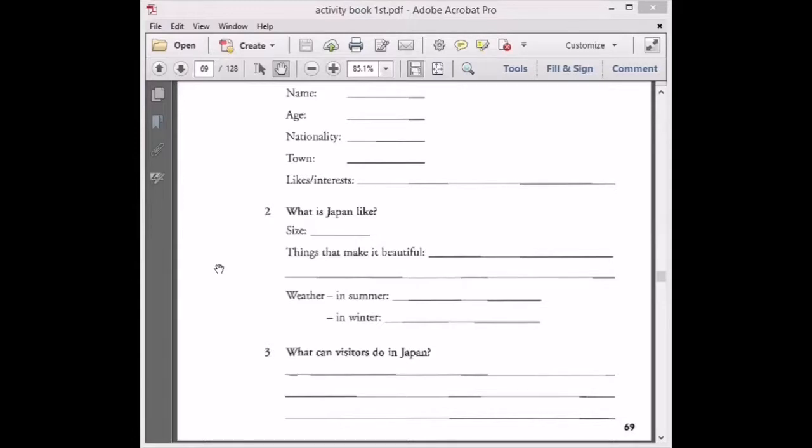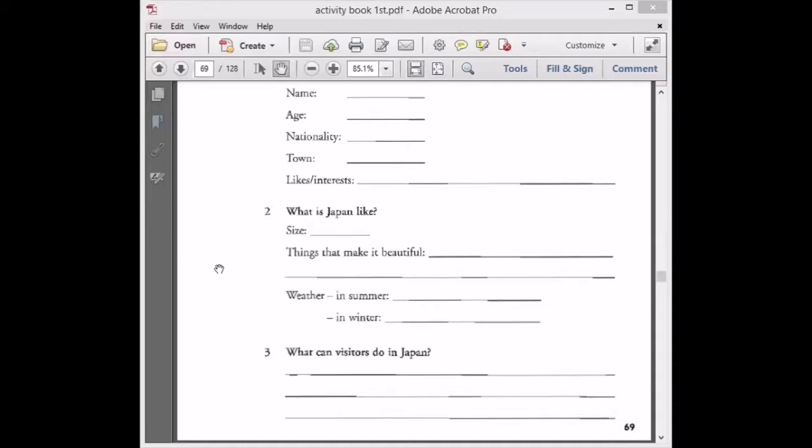Now, 2. Things that make it beautiful. Yes, Yaman. What things do you think make Japan beautiful? Yes, many mountains, rivers, what else? Lakes, and because it's very green. We don't have time, so I have to be quick.